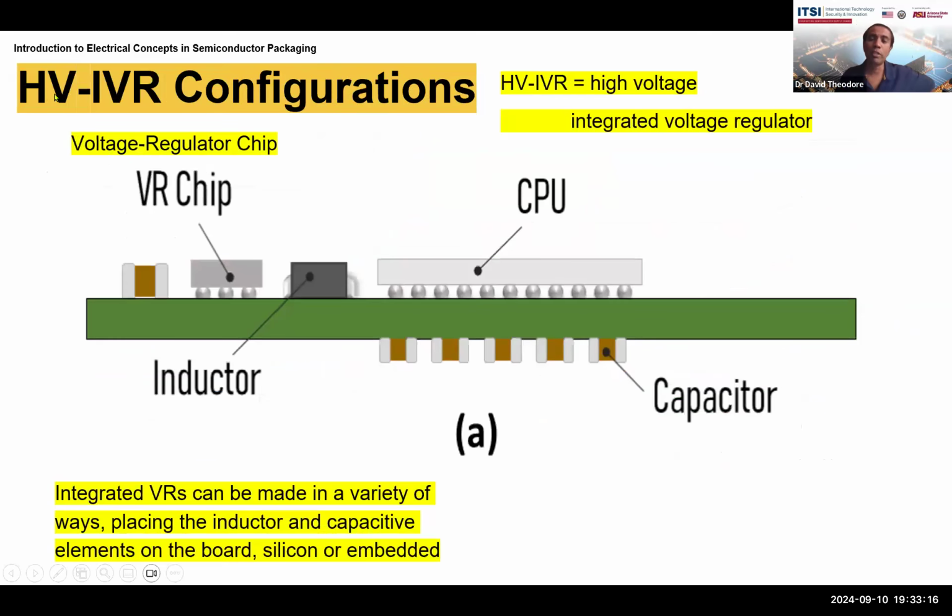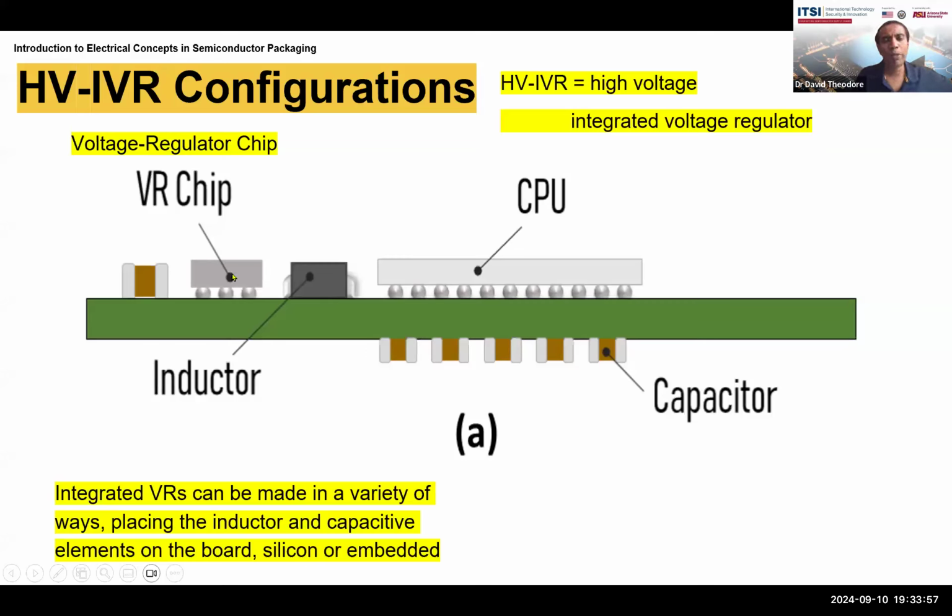So here is an example. This is an advanced technology. It's an example of a high voltage integrated voltage regulator configuration. HV stands for high voltage, IVR we've already seen, integrated voltage regulator. VR chip is a voltage regulator chip. So in this particular case, here is the CPU, the central processing unit. There are the solder balls making contact to the package. And beneath this, you can see the capacitors. These are the land side capacitors that are as close as we can get them to the CPU, but on the other side of the package. Here is an inductor on the package, and here is the voltage regulator chip, and here is a capacitor.